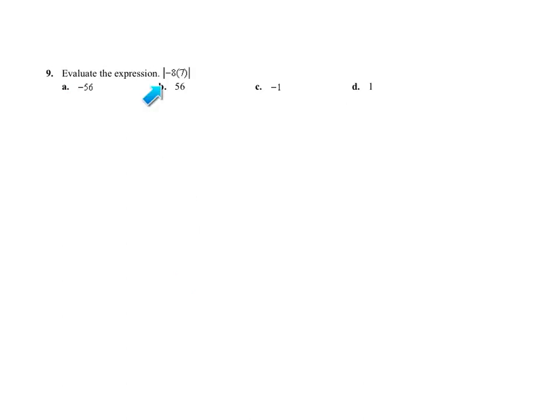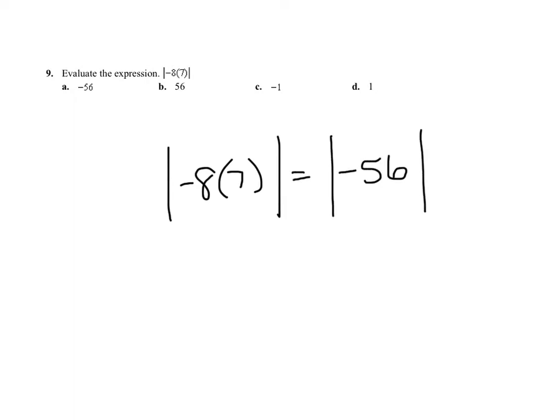Evaluate the expression, absolute value of negative 8 times 7. So again, one of those situations where you have to think of what do we do first. Well, inside our absolute value, we have an operation that's multiplication. So we need to do negative 8 times 7. And negative 8 times 7 is a negative 56. But I still need to write those absolute value signs because I haven't done absolute value yet. Absolute value of a negative 56 is positive 56. So our answer for this one should be B.